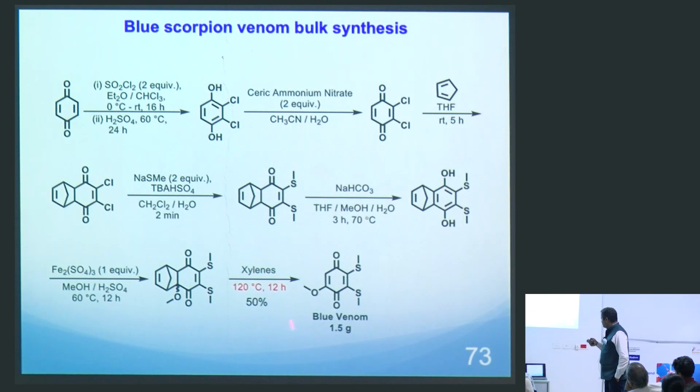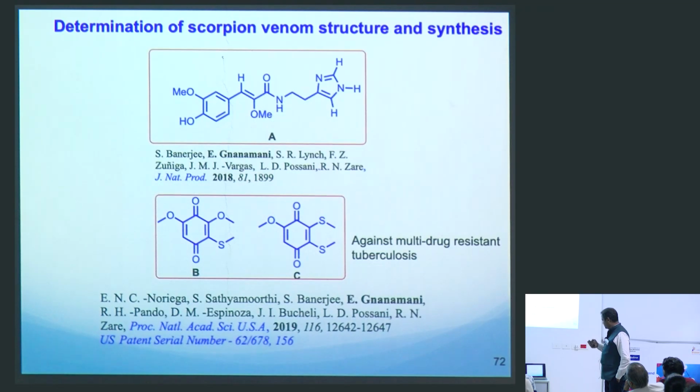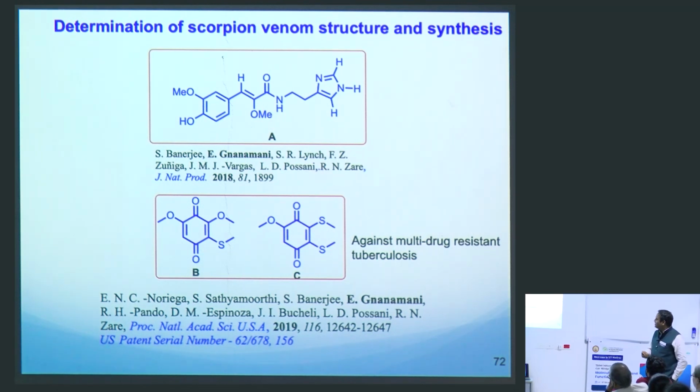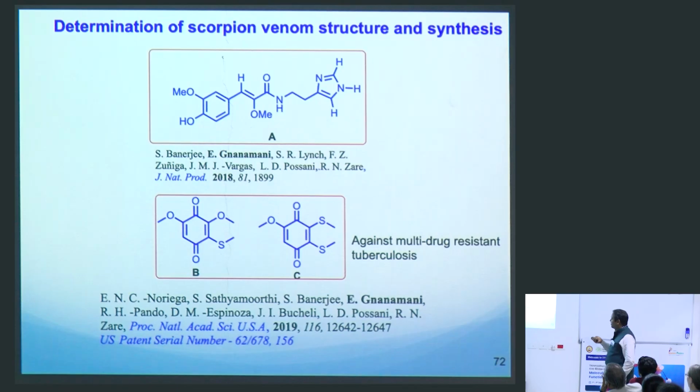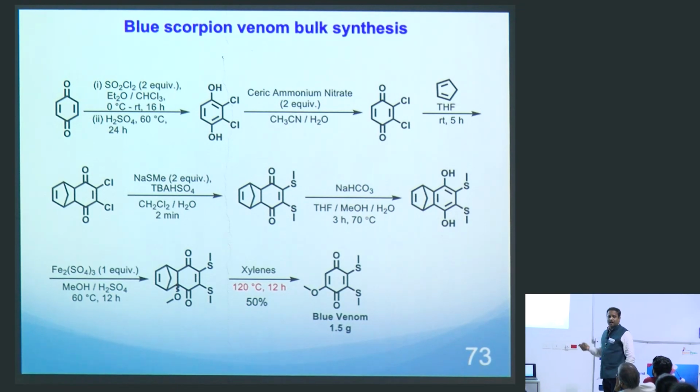Among them, this is a blue venom. It's a blue color, and then this is a red venom. The blue venom is useful for tuberculosis, against bacterial infection. So this was one of the challenging ones, which we synthesized after that. Suppose if we make it in the lab, we don't need to depend on scorpion. Scorpion venom is very expensive. They were using it for TB.